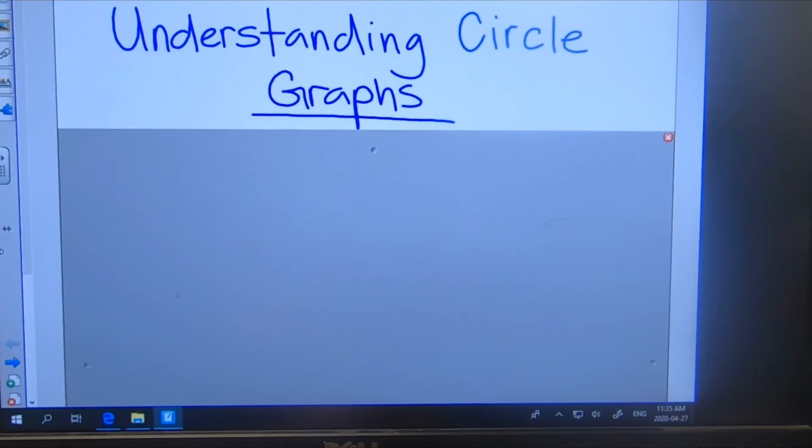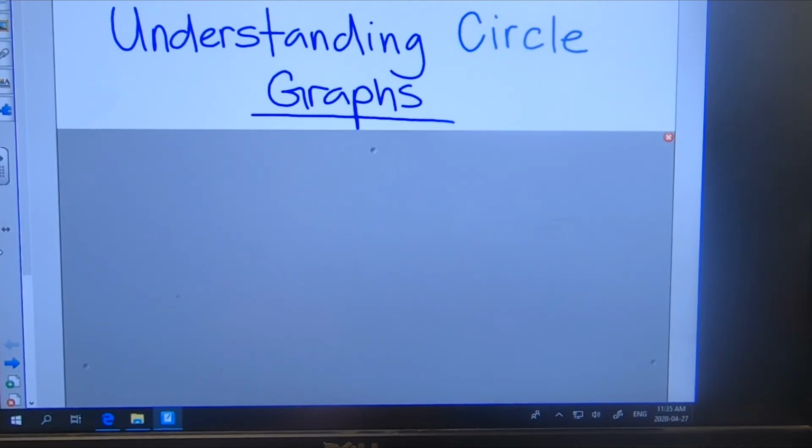Today, we are going to be jumping into our final part of our circles unit. So we started with circumference or perimeter of circles. We went into area of circles, including a number of different types of word problems. And now we're going to get into our final section, which is circle graphs.